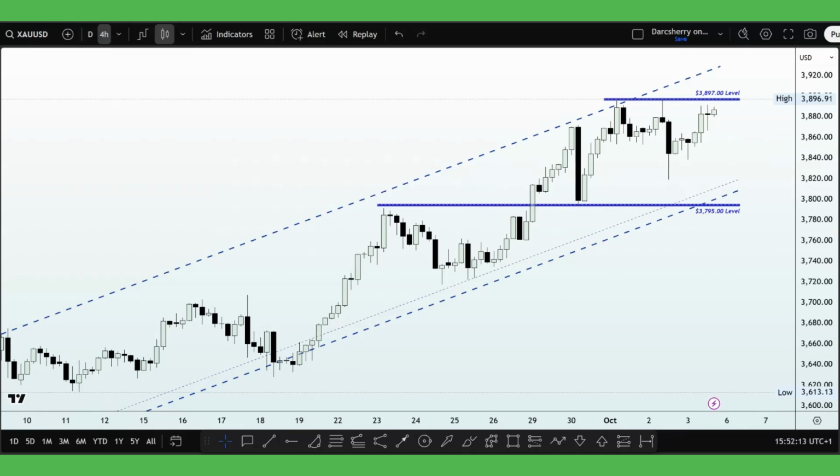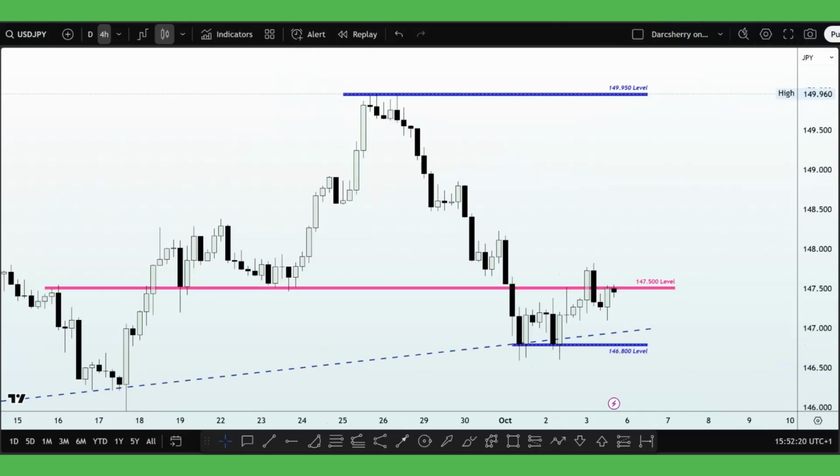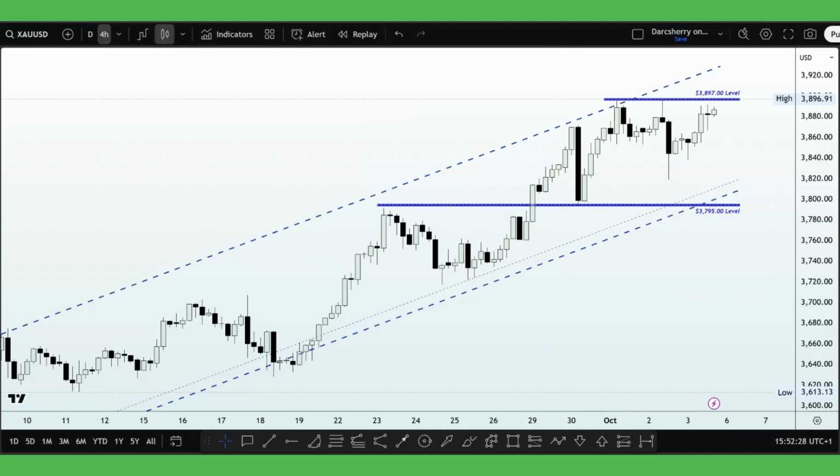The JPUSD is still inside its descending channel, right? While the USDJPY is testing that big trend line. We are waiting to see how the market reacts to that one. And of course, on gold, price is hovering around its record high area.